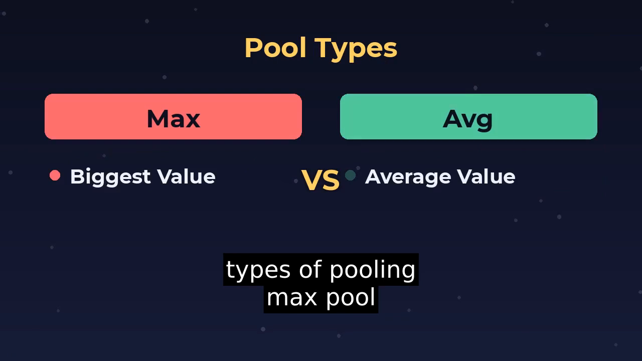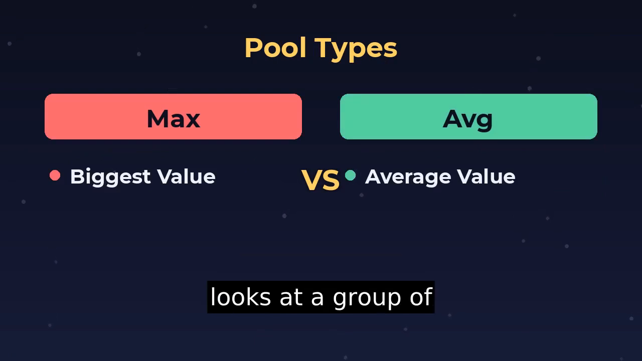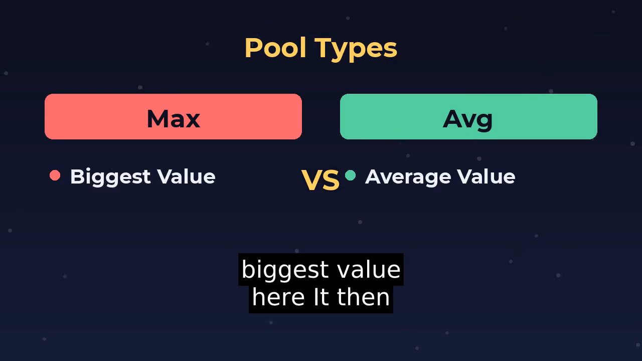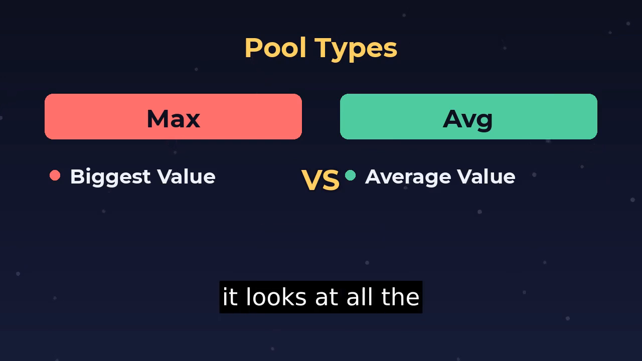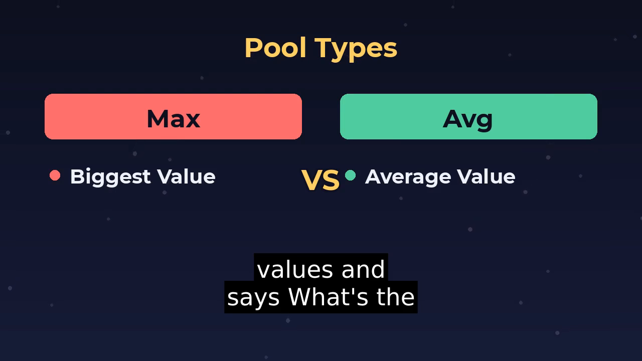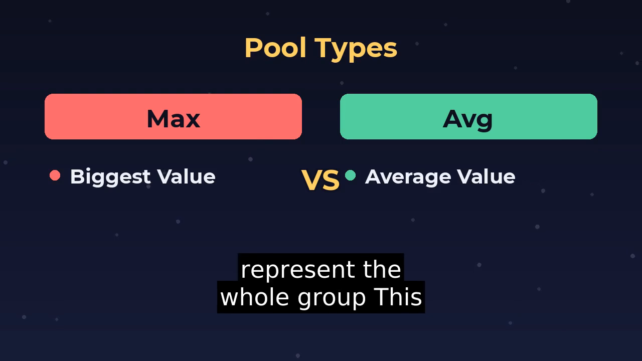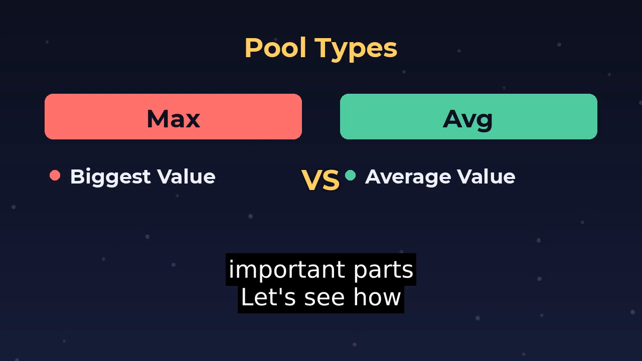There are two main types of pooling, max pool and average pool. Max pool looks at a group of pixels and says, what's the biggest value here? It then uses that biggest value to represent the whole group. Average pool does something similar, but it looks at all the values and says, what's the average value here? It then uses that average value to represent the whole group. This helps the computer simplify the picture and focus on the important parts.